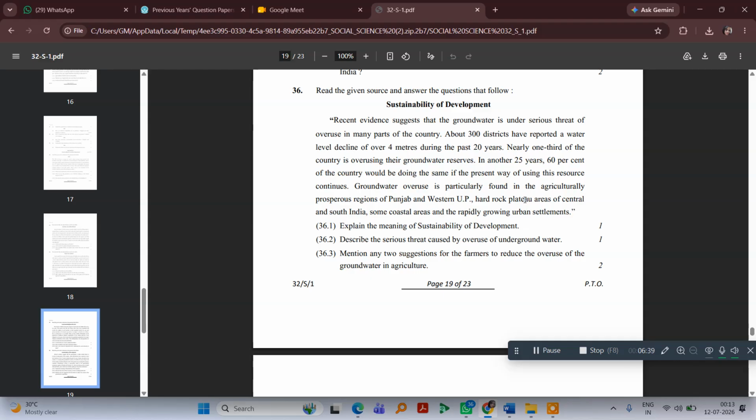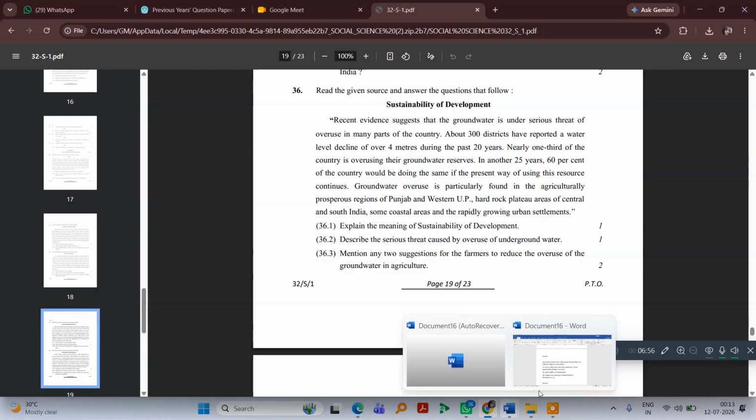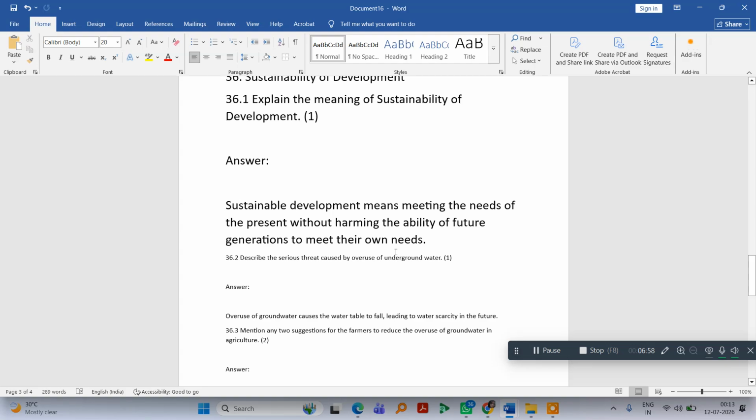These are the questions. This is the first question of the 36th question. This is part A of the 36th question. The question is as follows. Explain the meaning of sustainability of development. The answer is as follows.